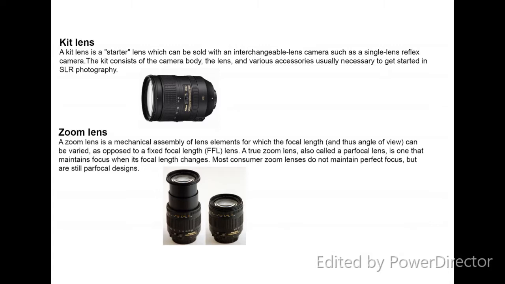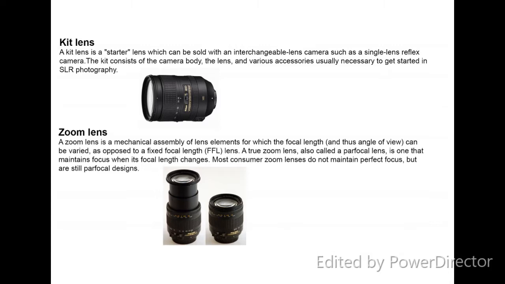Okay, the next one is the zoom lens. A zoom lens is a mechanical assembly of lens elements for which the focal length, and thus angle of view, can be varied, as opposed to a fixed focal length FFL lens. A true zoom lens, also called a parfocal lens, is one that maintains focus when its focal length changes.